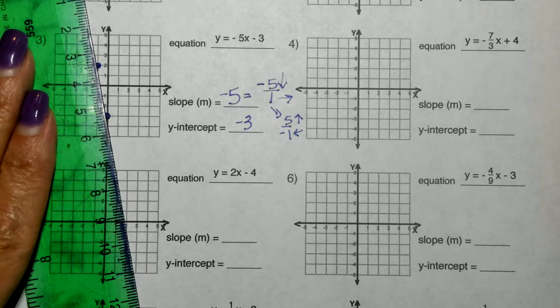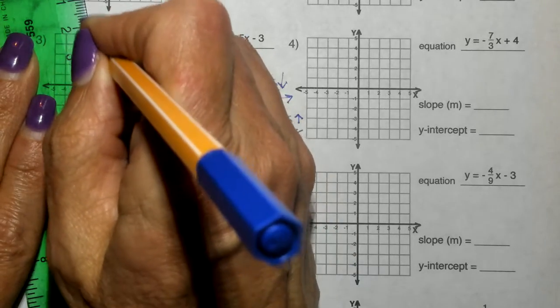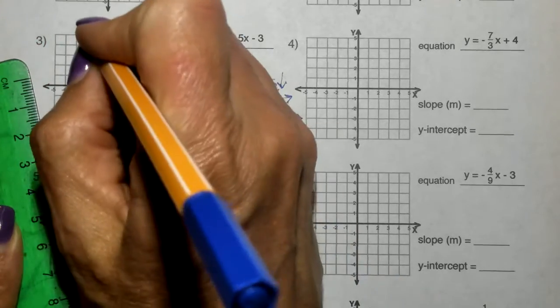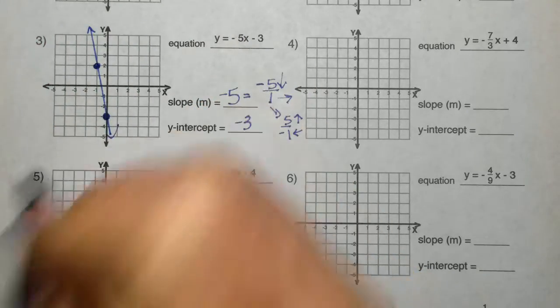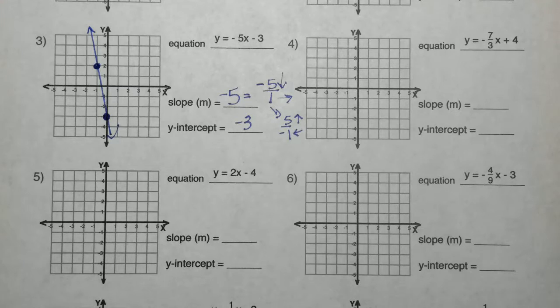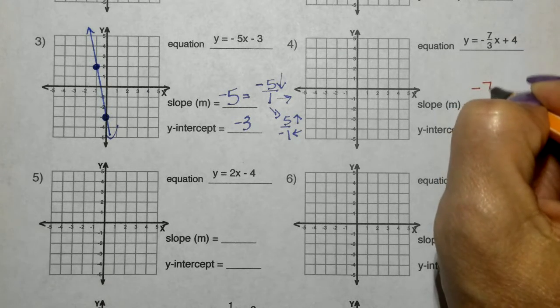So if you're having a hard time fitting something on your graph, by all means, just switch the negative to the other number and see how that works. So that should get you at least 1 point on your graph. Okay. All right, so our next one, our slope is negative 7/3.